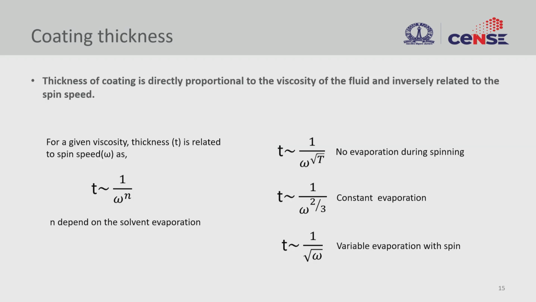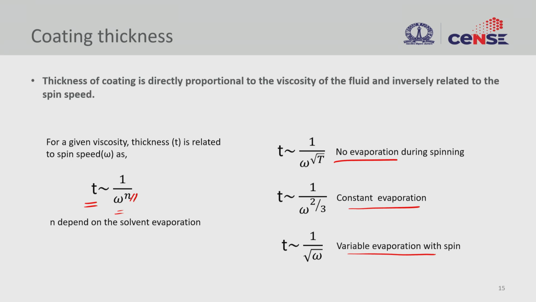So the final thickness depends on multiple factors. One of the factors is your viscosity, right? For any given viscosity, you achieve a certain thickness at a given speed. So your final thickness depends on your spin speed, and this n depends on the solvent evaporation. Either the solvent has no evaporation during spinning, or it can have constant evaporation, or it can have variable evaporation. Based on the type of solvent evaporation mechanism, your final thickness varies.